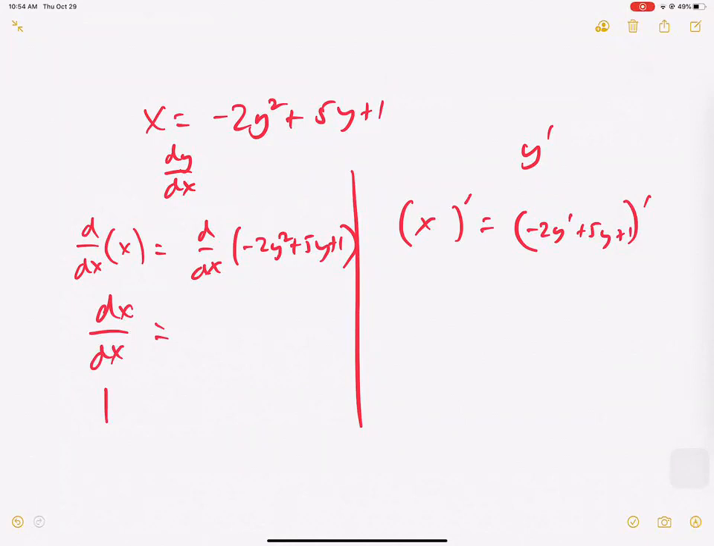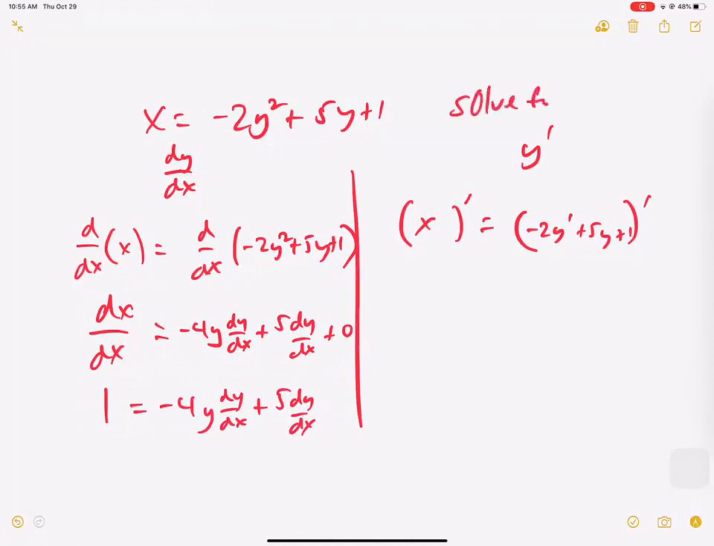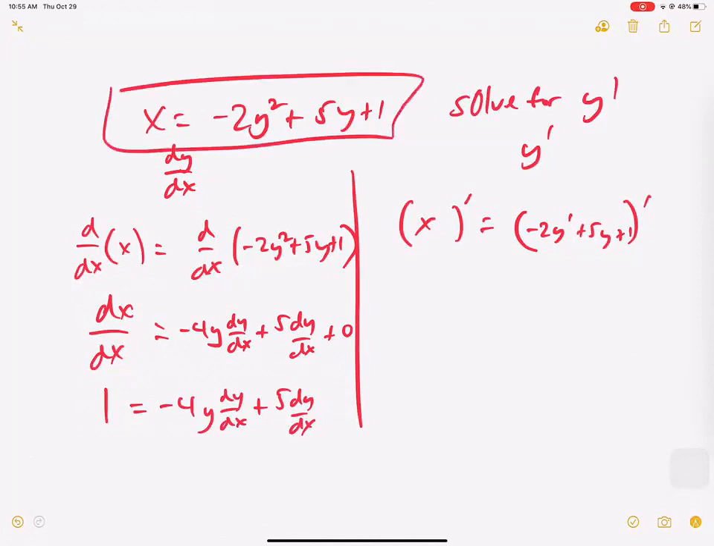Do our derivative on the inside, so it'll be negative 4y, chain rule, dy over dx, plus 5 dy over dx, plus 0, because the derivative of a constant is 0. To rewrite this nicely: negative 4y dy over dx plus 5 dy over dx. Now, the goal of this problem is to solve for y prime, and I don't have y prime here.